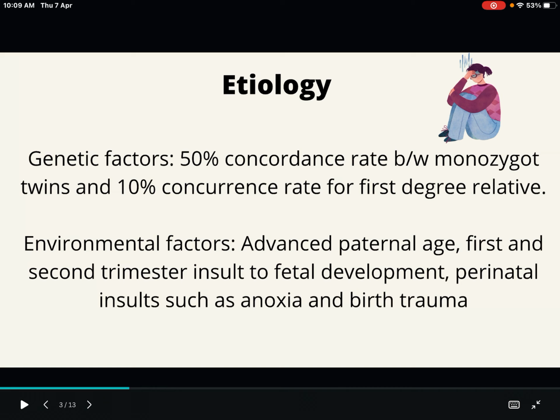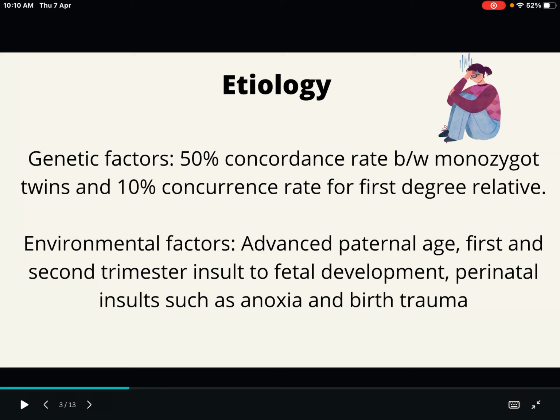So let's see what are the etiology. The first and the most important one is genetic factors, because a 50% concordance rate between the monozygotic twins is observed, and also a 10% concordance rate for the first degree relatives. So there is a genetic predisposition for this schizophrenia.